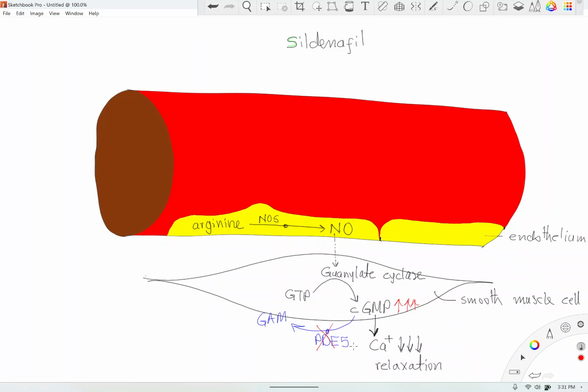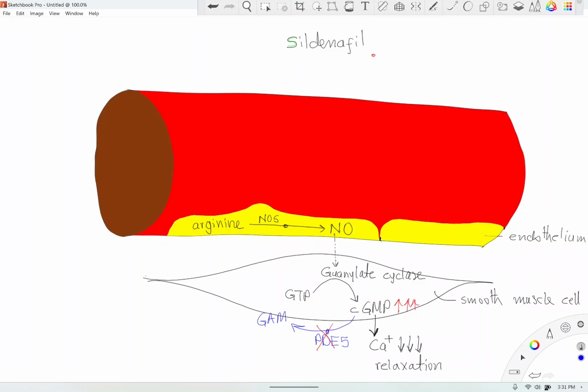So that's the physiology. Remember that. And the guanylate cyclase is soluble guanylate cyclase. Okay, so this was sildenafil. Now the next thing is this drug has some side effects. Before I'm done, let's talk about some side effects of this drug.